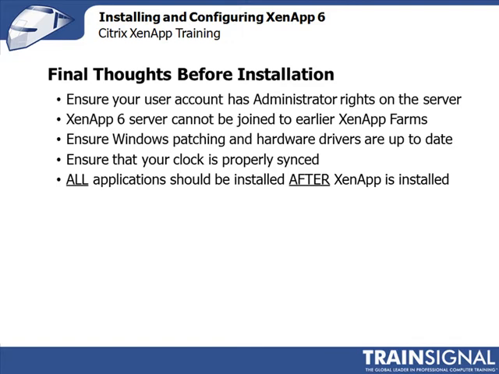XenApp 6 server cannot be joined to earlier XenApp farms. I mentioned this before, but I want to stress and reiterate it. If you have XenApp 5, XenApp 4.5, MetaFrame, WinFrame, whatever you have prior to XenApp 6, you cannot have a XenApp 6 farm coexisting with an earlier version of XenApp, and vice versa. So you can't have a XenApp 5 server in your XenApp 6 farm either. That should be very clear. Citrix is forcing everybody to start fresh with XenApp 6 and not try to upgrade any of the earlier environments.